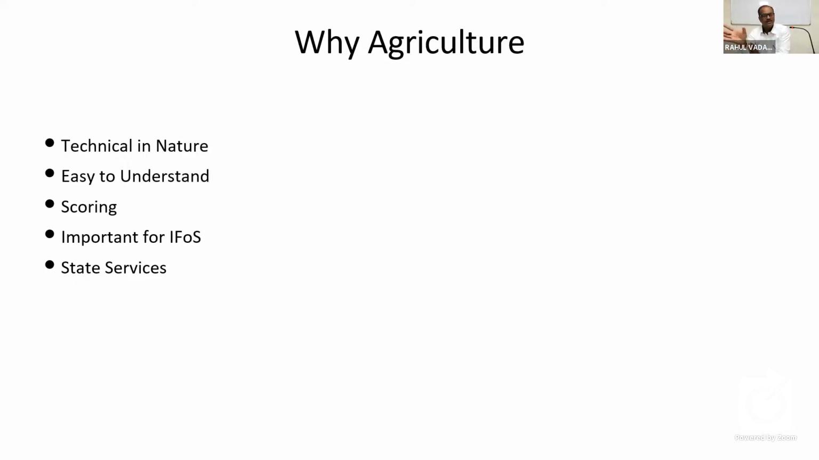Keep this discussion aside, we'll come back to it. Agriculture is very important for IFS as well. Many students are getting more than 240 to 250 marks out of 400. In the Indian Forest Service, the optional is for 400 marks because we have to take two optionals, each for 400 marks. There too, aspirants are getting 240 to 250 marks easily.